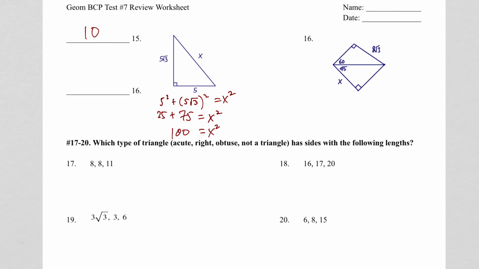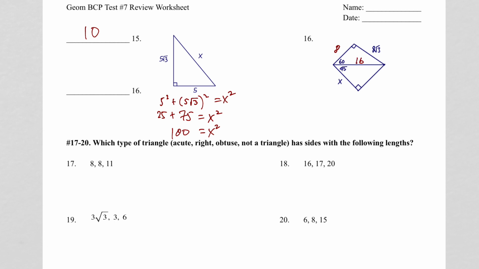Okay. We have a 30, 60, 90 triangle on top and an isosceles right, a 45, 45, 90 triangle on the bottom. So let's use this to find these sides here. If this is 30, 60, 90, this must be 8 because 8 times root 3 is 8 root 3. And the hypotenuse is always double the shortest side, so this is 16.